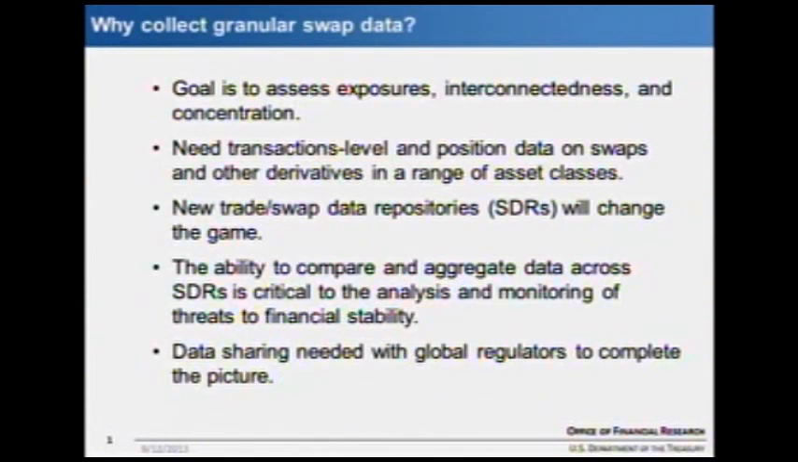We need, therefore, very granular, detailed data, transaction level and position data. We need to be able to aggregate those data on swaps and on other derivatives in a whole range of asset classes. We've been looking forward to the implementation of the SDRs, which are obviously changing the game at this point. And I'll talk about that in a moment. But the ability to compare and aggregate those data across the SDRs, across borders, is absolutely critical to our ability in the Council and to our counterparts around the world to assess and monitor those threats.